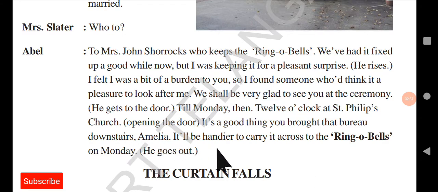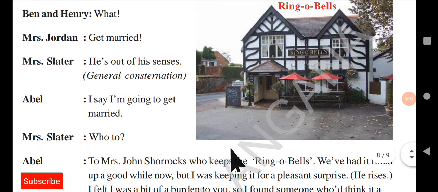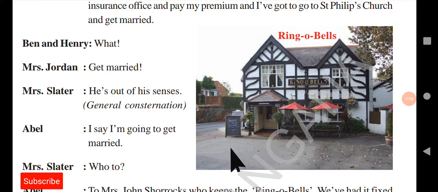Amelia, so it will be handier to carry it across to the Ringo Bells on Monday. And he goes out. So, after having a cup of coffee, he tells them, I'm going to marry Mrs. John Shorrocks, who keeps the Ringo Bells. That means who is the owner of the Ringo Bells. You can see the Ringo Bells here. Okay, so that is a kind of restaurant.